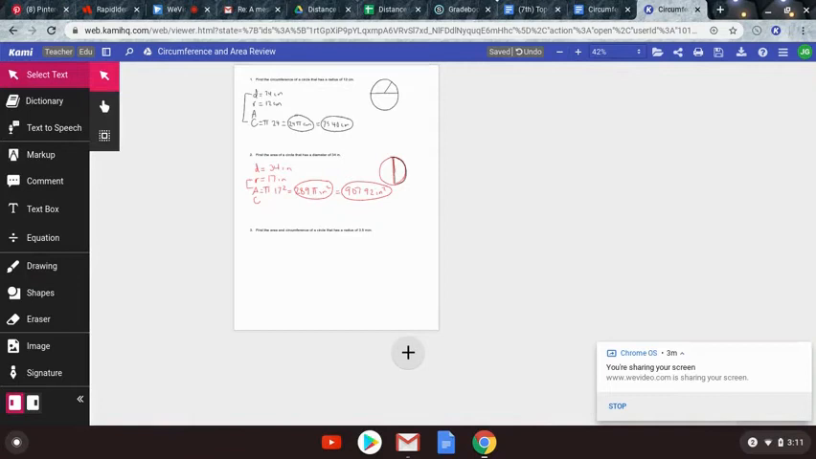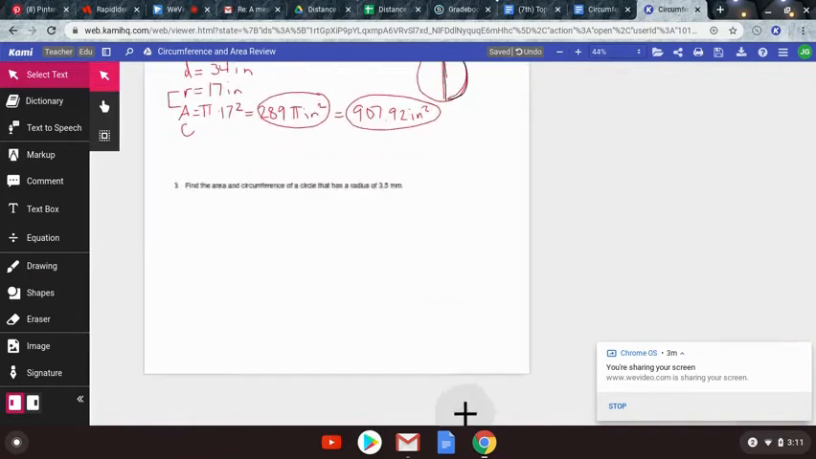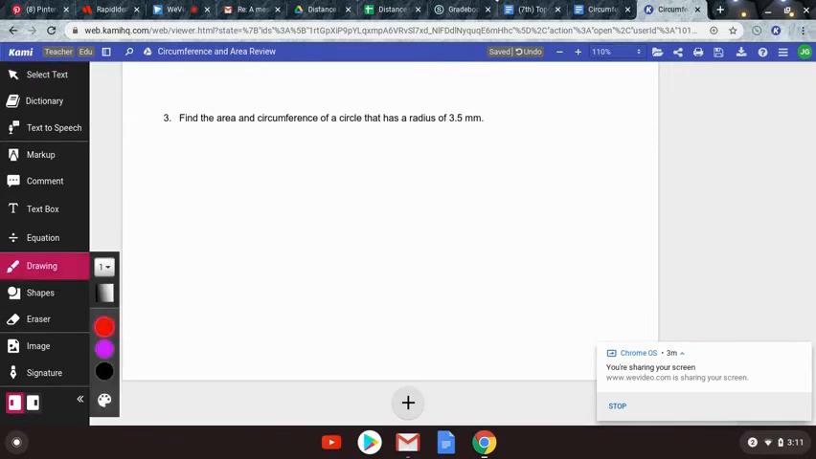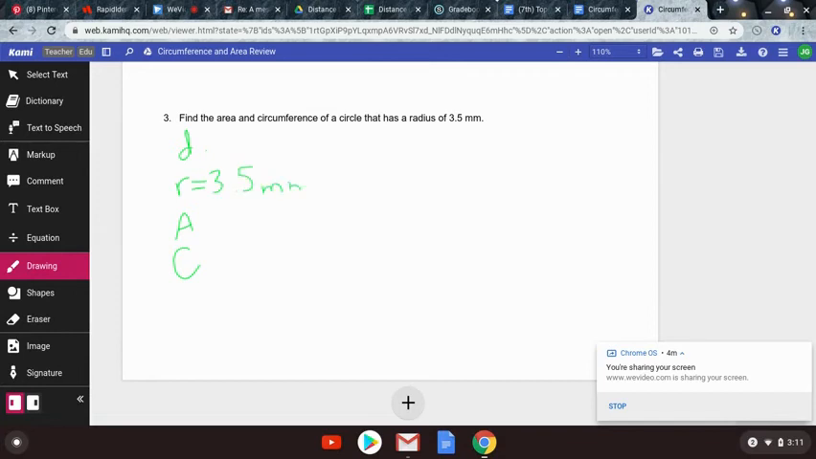Shrink that down, and now let's take a look at our final question. Find the area and circumference of a circle that has a radius of 3.5 millimeters. So this is a very tiny circle. C-A-R-D. The radius is 3.5 millimeters.